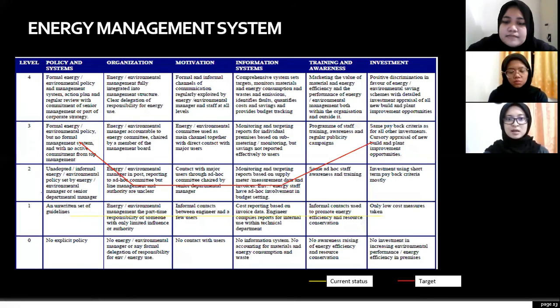Besides that, there is no corporate commitment and formal involvement in energy management. For the marketing part, informal contacts are used to promote energy efficiency. Only low-cost measures were taken at this moment. Thus, in this paper, SEMS is proposed to improve the current situation to the specified target in the energy matrix.